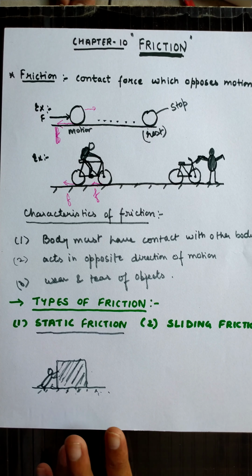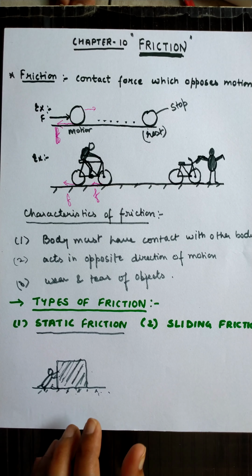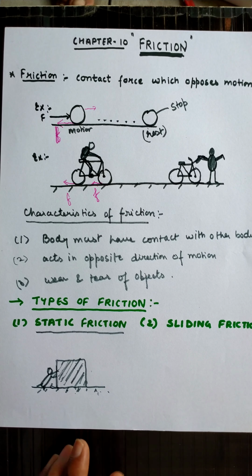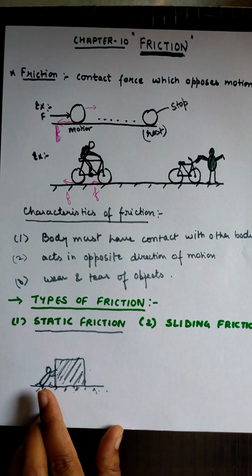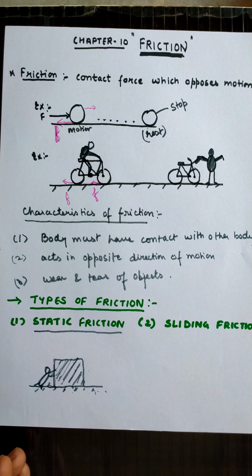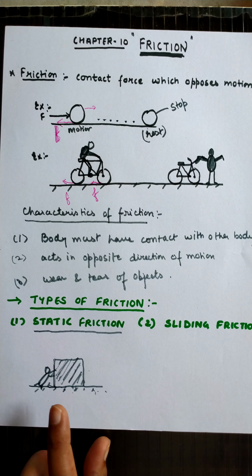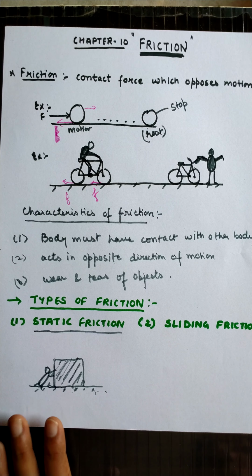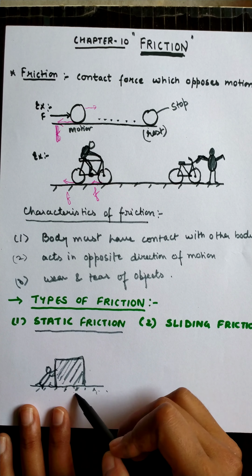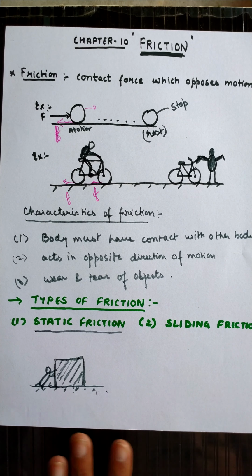Like, we can say that if we are pushing a heavy box on the floor, then the force we apply on it to make it start moving on the floor represents the static friction. So it is the static friction when the object tends to just start its motion.